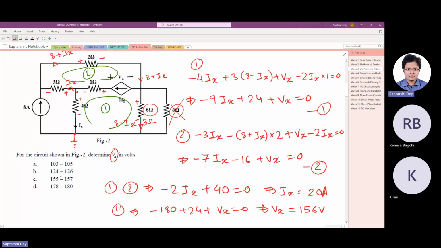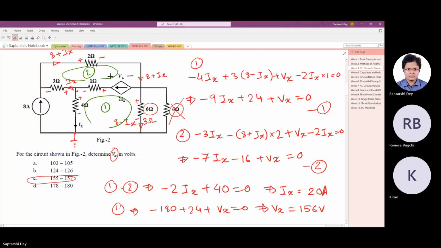So in this zone, right? Quickly tell me if you have any doubt.